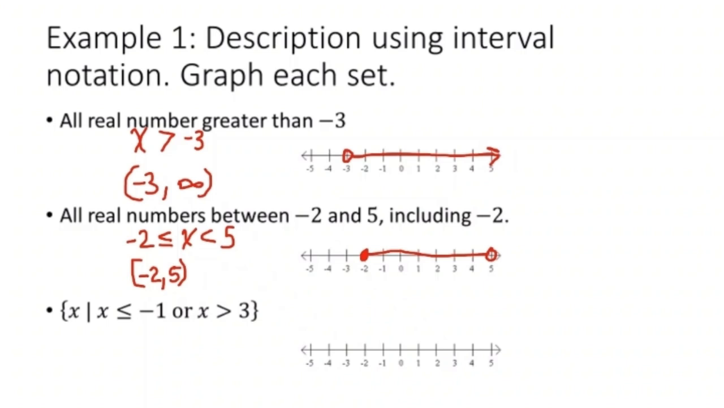Lastly, we're going to represent the set of all x such that x is less than or equal to -1 or x is greater than 3, which here is in set builder notation. The benefit of set builder notation versus just phrasing is we already know what inequalities are involved. So we can jump straight into making the intervals.